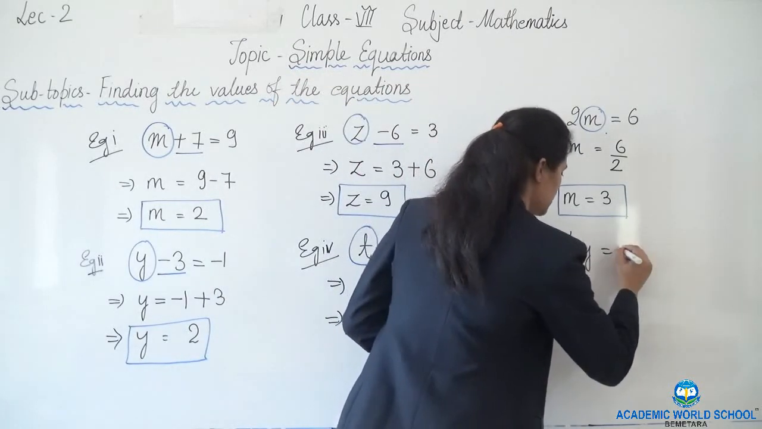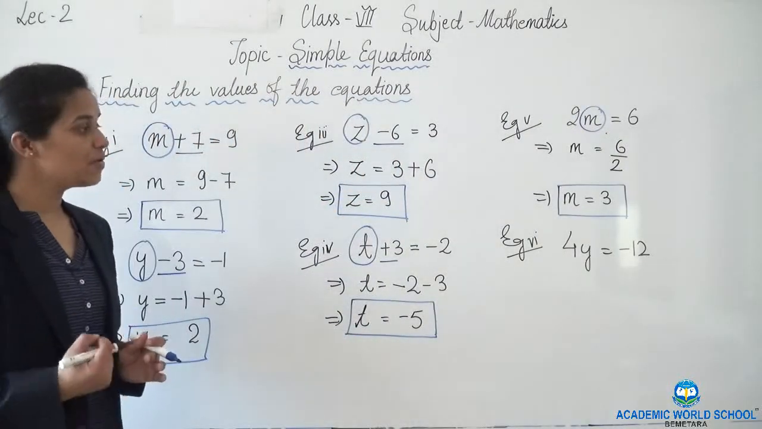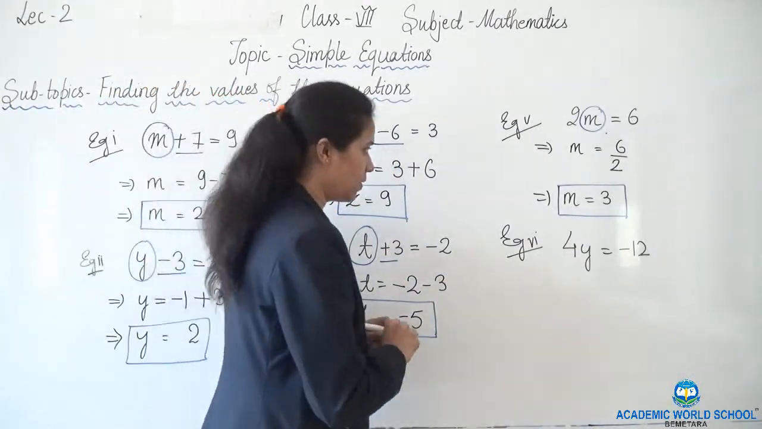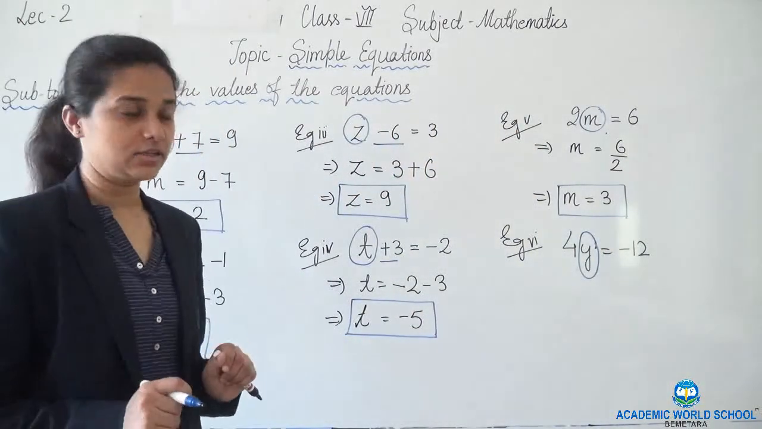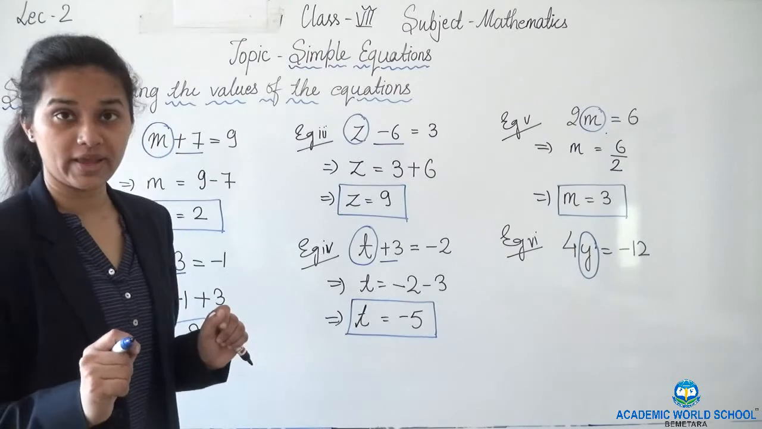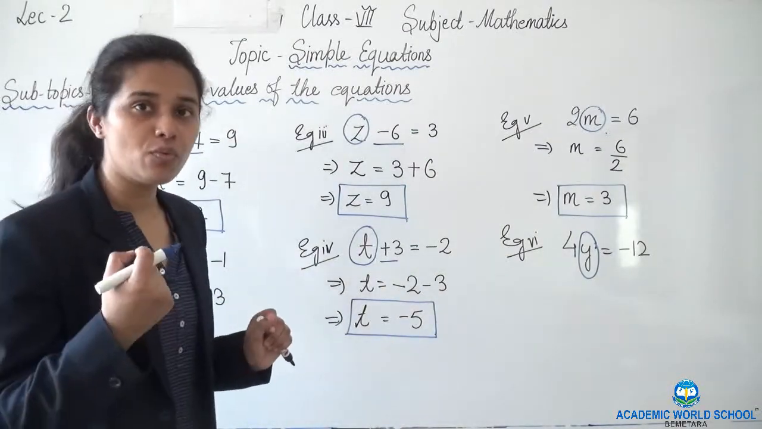Now 4y equals to minus 12. Again, this is 4 into y, so we have to remove 4. Now 4 is multiplied to y.